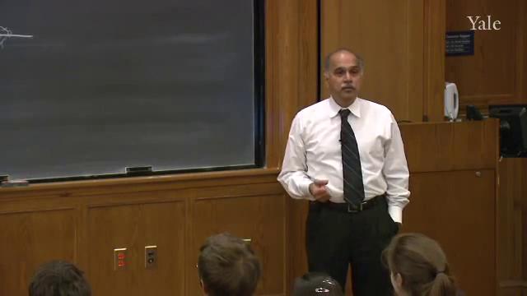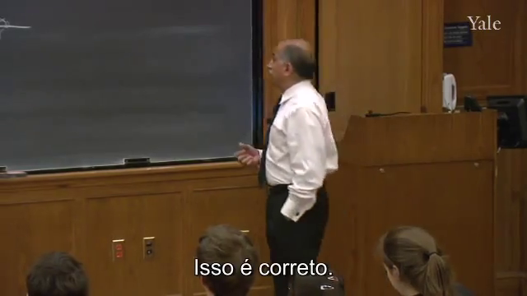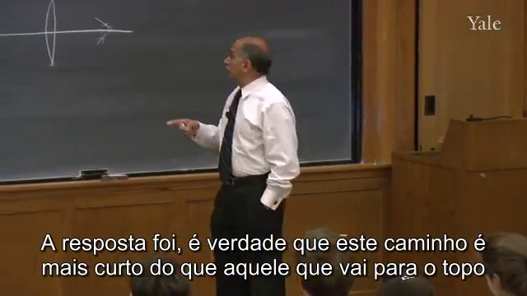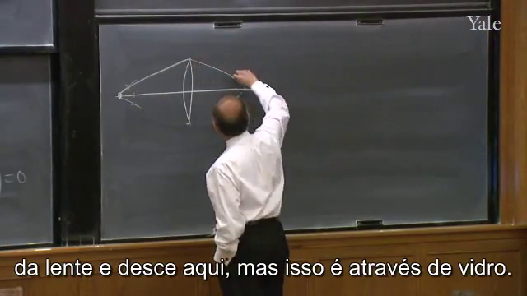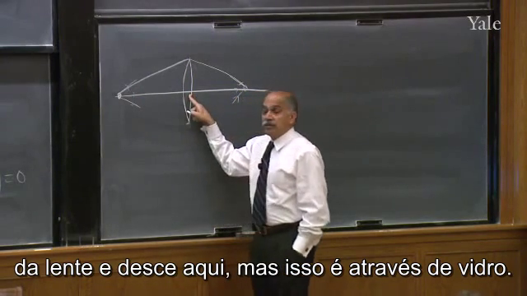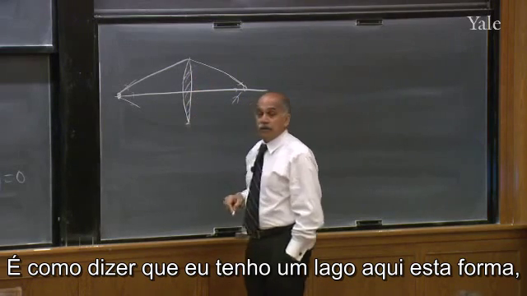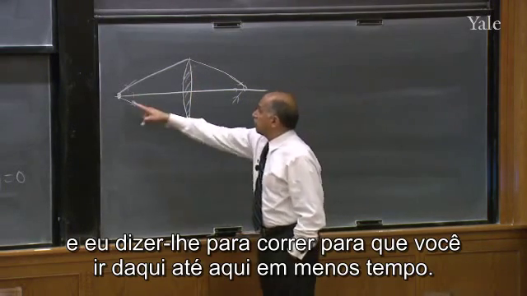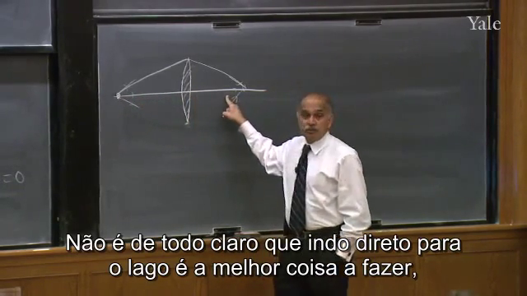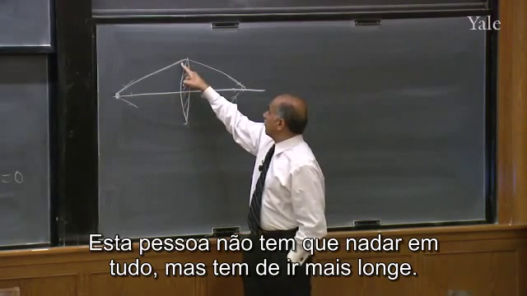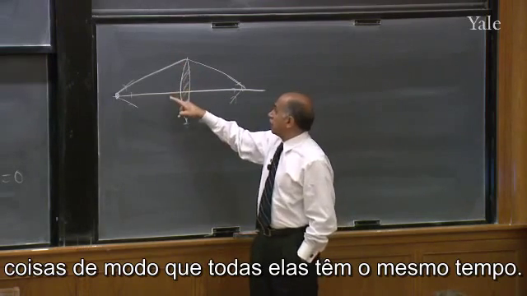Yep. The light is slower in the medium of the lens, and that path is short. That's correct. Do you understand? It is true that this path is shorter than one that goes to the top of the lens and comes down here, but this one is through glass. It's like saying, I have a lake here shaped like this, and I tell you to run so that you go from here to here in the least time. It's not at all clear that heading straight for the lake is the best thing to do, because you've got to swim. This person doesn't have to swim at all, but has to go further. You can imagine somehow cooking things up so that they all take the same time.